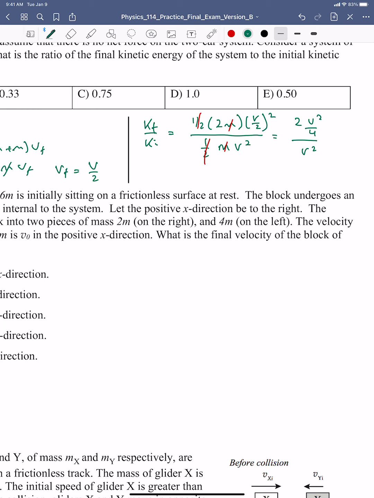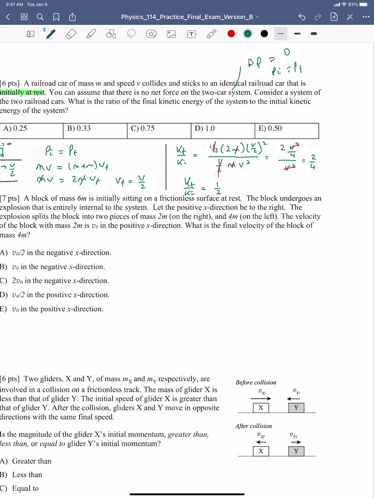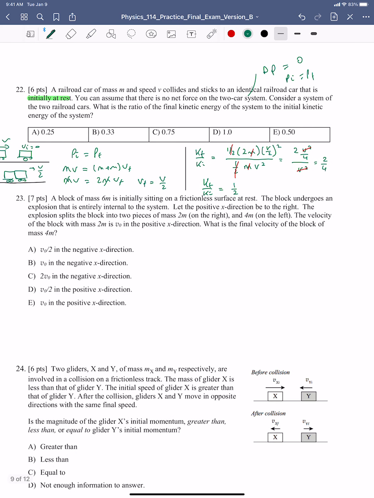So those v squareds will cancel, and we'll end up with 2 over 4. So the ratio is 1/2. So 0.5 is the answer to question 22, choice E as the correct answer.